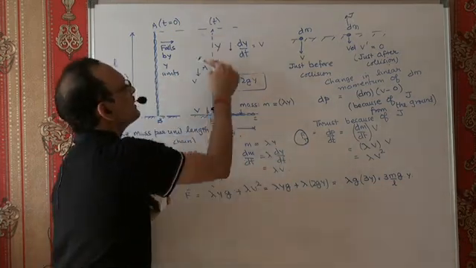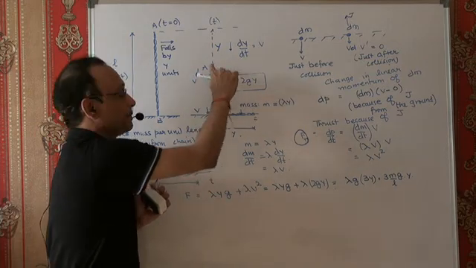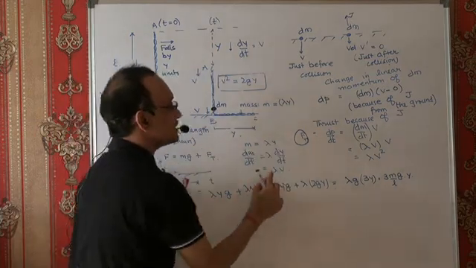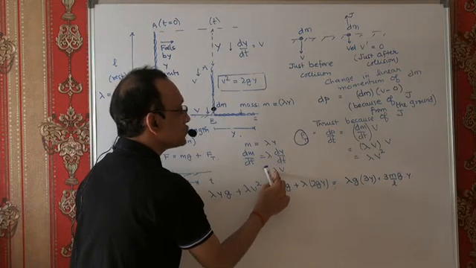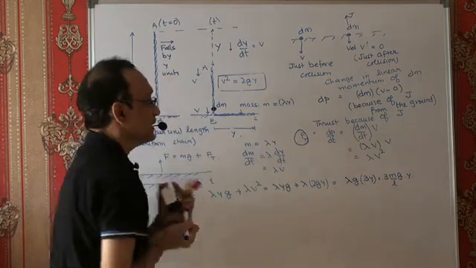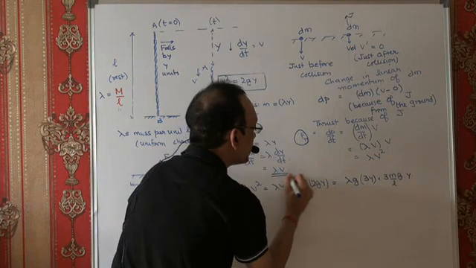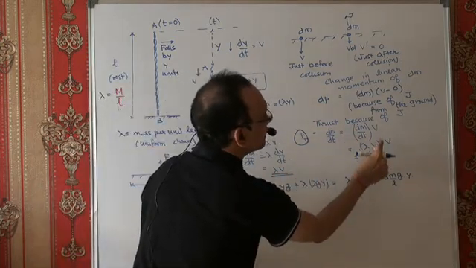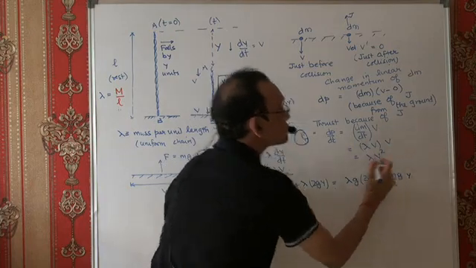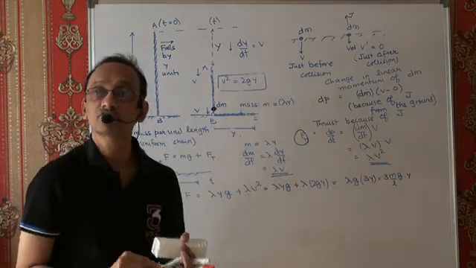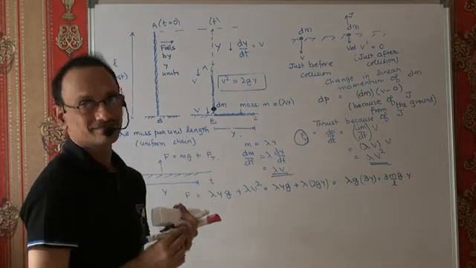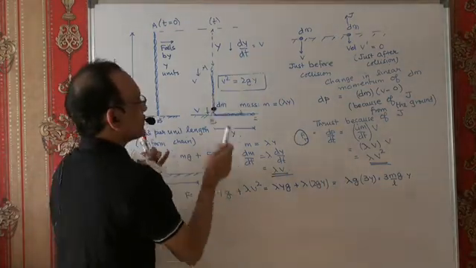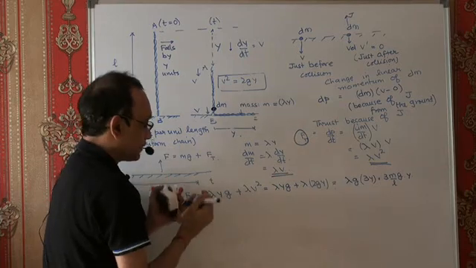But what's dy/dt? dy/dt must be the velocity v. So lambda into dy/dt, where dy/dt is v. So dm/dt is lambda v. As you can see, dm/dt must therefore be simply lambda v. So replacing dm/dt by lambda v, it becomes lambda v into v, lambda v squared. That's the thrust force. Yes or no?